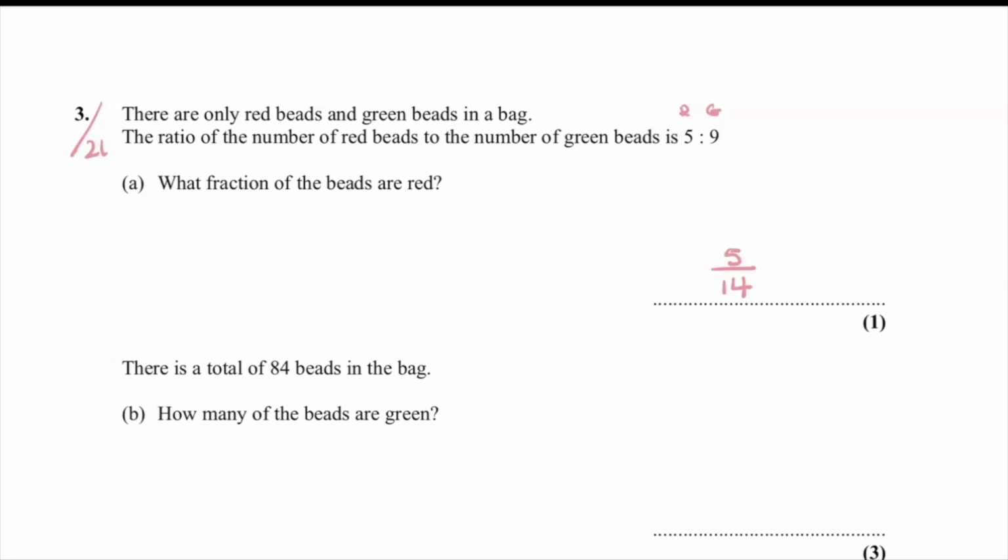There is a total of 84 beads. How many of the beads are green? So if I've got red to green being 5:9 in the ratio, I have a total of 14. In the story, I have a total of 84. How do I get from 14 to 84? I times by 6. So I would do the same on this side. Now, I only need to do the green. So 9 times 6 is 54. So 54 green beads are in the bag.